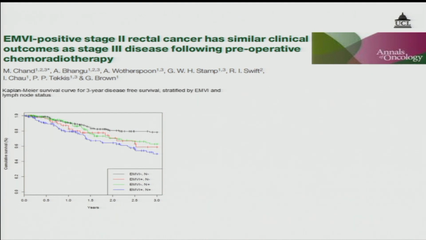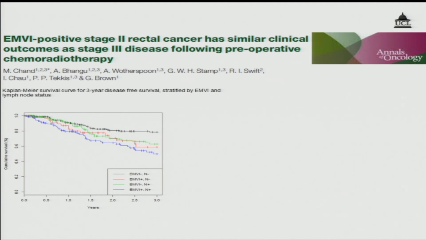This is another study of EMVI after chemoradiotherapy, and looking at the lines individually, at the top you've got patients that have had chemoradiotherapy, and this is a matched group. Those patients with the graph at the top are stage 2, so node negative and EMVI negative patients, and they surprisingly do the best. The graph at the bottom, this blue one here, are stage 3 patients, node positive, with EMVI positive disease. These patients, unsurprisingly, do the worst.